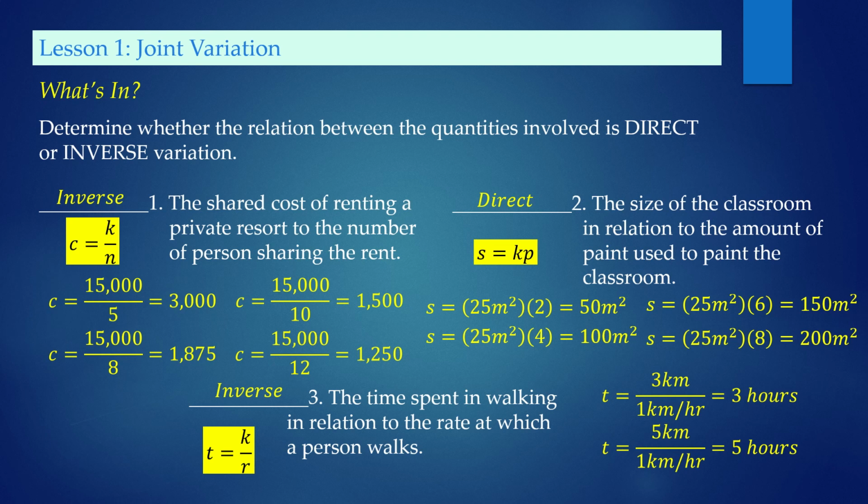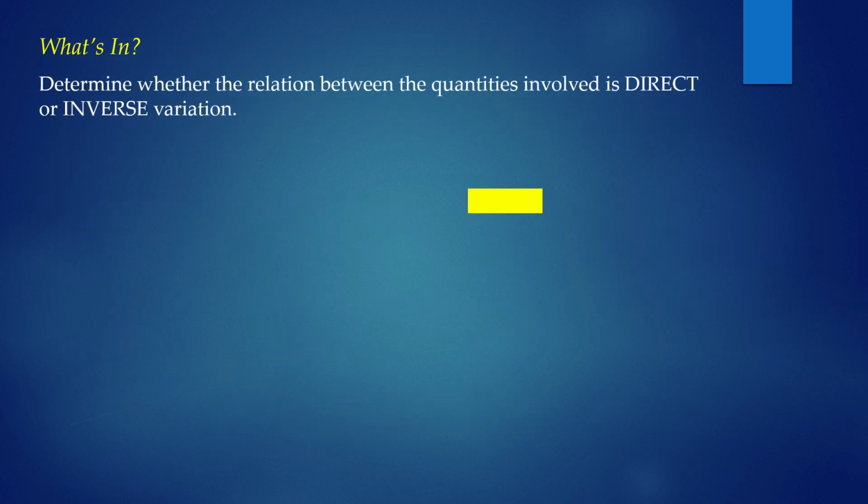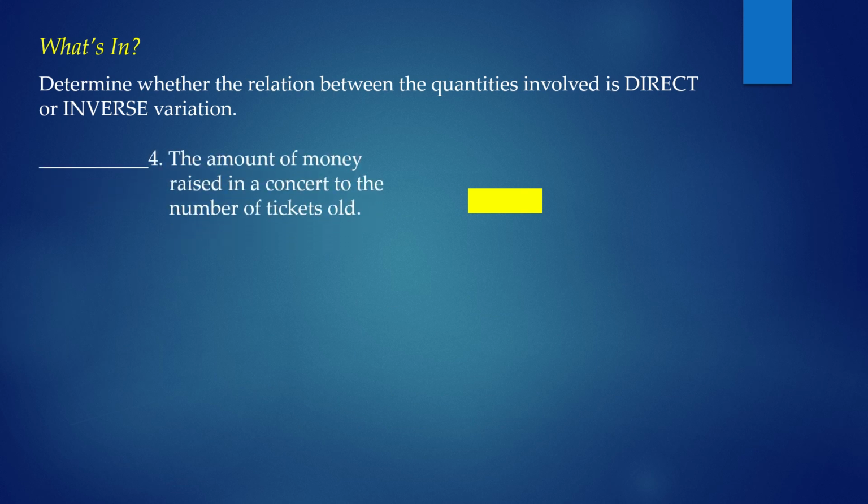Okay, next. Determine whether the relation between the quantities involved is direct or inverse variation. The fourth and the fifth example. For example, the amount of money raised in a concert to the number of tickets sold. Okay. How much was earned by the concert in relation to the number of tickets sold. So it can be determined how many tickets were sold.